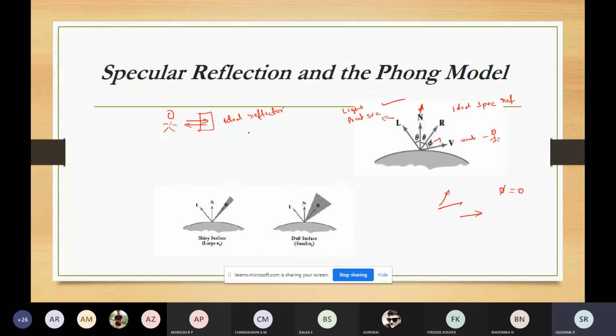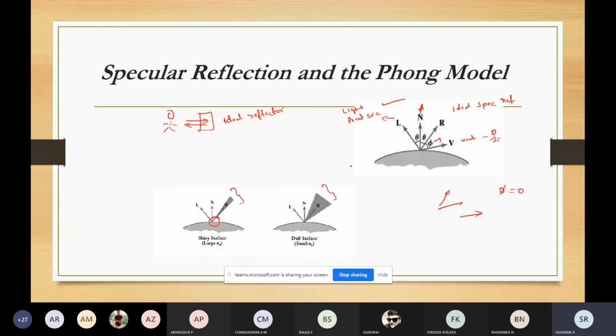So other than mirrors, some objects will also exhibit this specular reflection over a finite range, which you can see here. When the surface is shiny, the region of specular reflection will be very small. When the surface is very dull, the region of specular reflection will be very large.